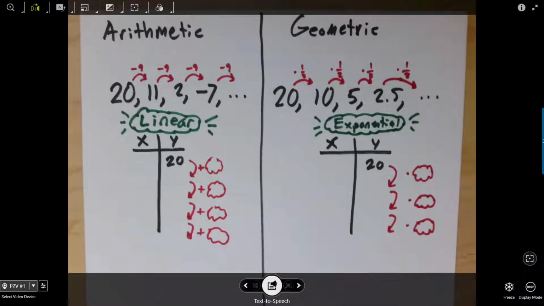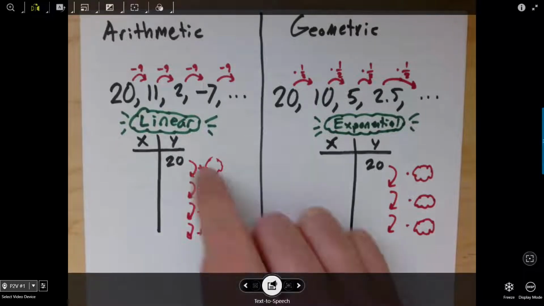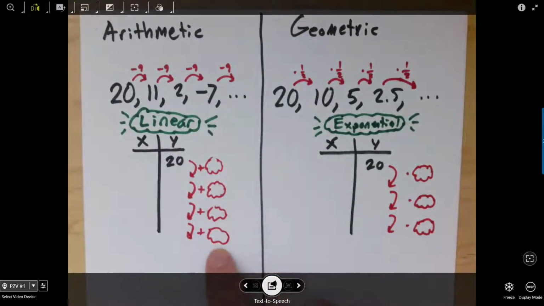So the arithmetic sequence on the left exhibits linear growth because we are adding or subtracting the same amount to get each new term. And the sequence on the right involves geometric growth, which is a different word for exponential growth. So we're multiplying by the same amount every time to get the next term.